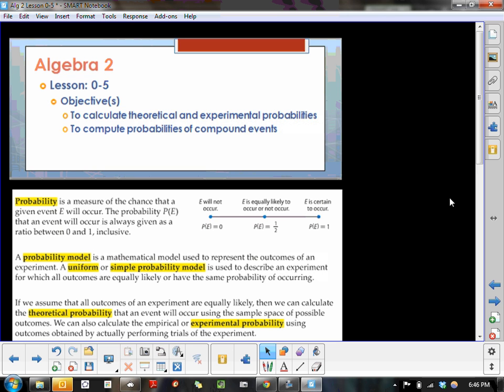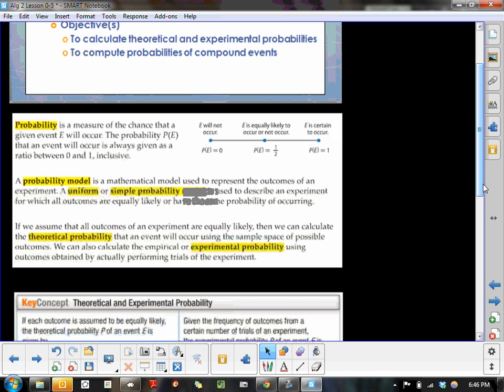So we're also going to talk about a few more background pieces of information before we go into an example. It says a probability model is a mathematical model used to represent the outcomes of an experiment. A uniform or simple probability model is used to describe an experiment for which all outcomes are equally likely or have the same probability of occurring. This is important in our models when we're studying these. We want to make sure that each outcome is equally likely. If one outcome is weighted more, where it may more likely happen, we've got to use a different model. So we're going to be exploring these models where every event that we try to have happen will have an equal probability of occurring, or equal chance of occurring.